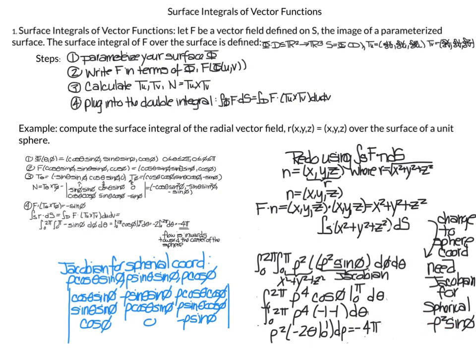And that's it for this example that we have done two different ways. We used the regular formula here, using the normal, which is the cross product of the two tangent vectors, and we also used the normal form over here.